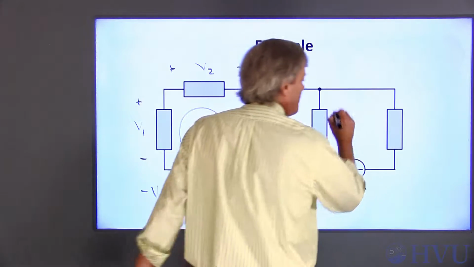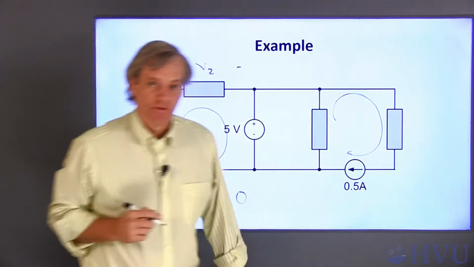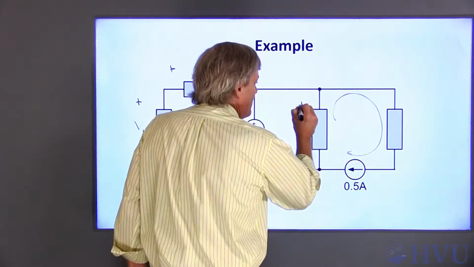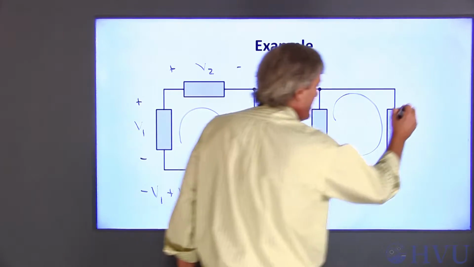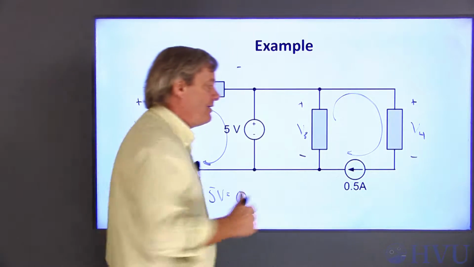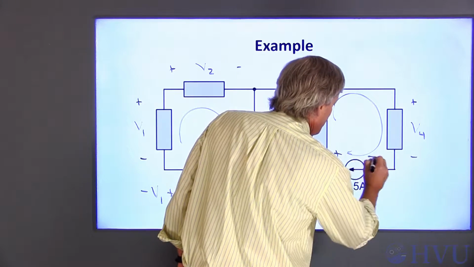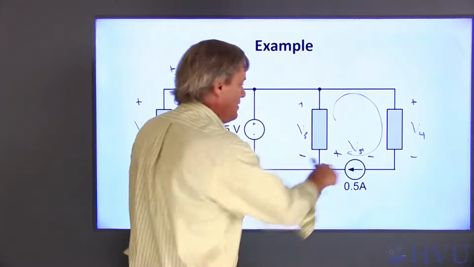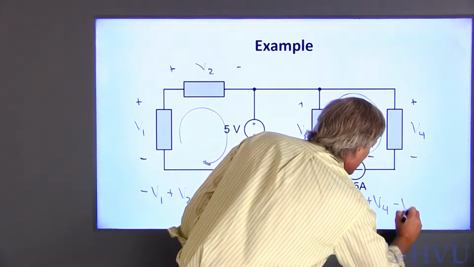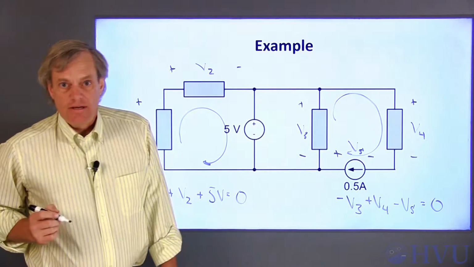Now let's look at this loop over here. If I do KVL around this loop, I also encounter three elements. So it doesn't look like any of those are going to be in parallel. Let's call this V3 and this V4 and do KVL to double check that. I don't know what the voltage is across a current source. So I'm going to define a voltage, Vs, there, and now negative V3 plus V4 minus Vs is equal to 0, and none of those are necessarily the same.